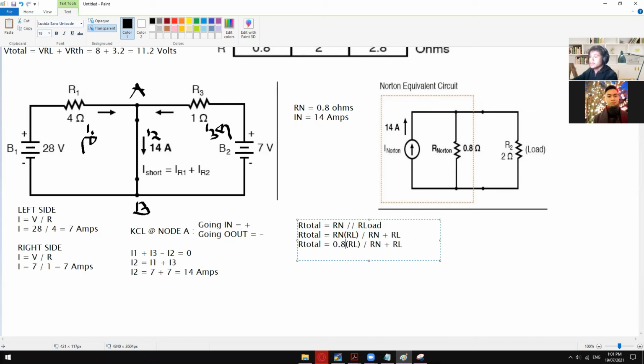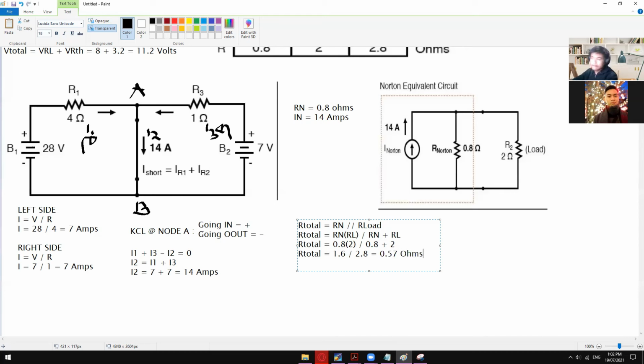Rn is 0.8, and then RL is 2. And then from here, we can now solve that this one is 1.6. Right? 0.8 times 2, yeah, 1.6, and then 2.8. And then R total is equal to 1.6 divided by 2.8, which is 0.57. Okay, please check. Maybe I have a different answer.